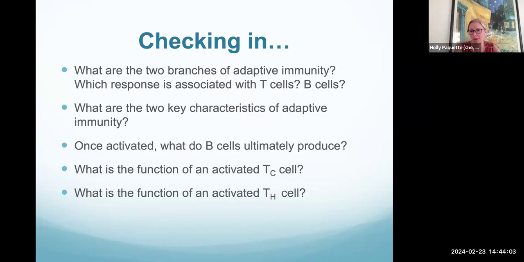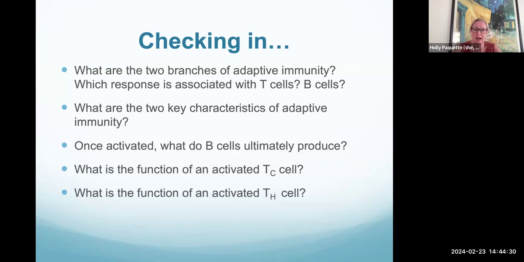B cells ultimately produce antibodies. Remember, they're the sharpshooter, so they can shoot out these antibodies that are specific for that pathogen to attack it and get rid of it from the body. Question 4 is, what is the function of an activated cytotoxic T cell? The cytotoxic T cells are our foot soldiers, so their function is to go to infected cells and destroy them.